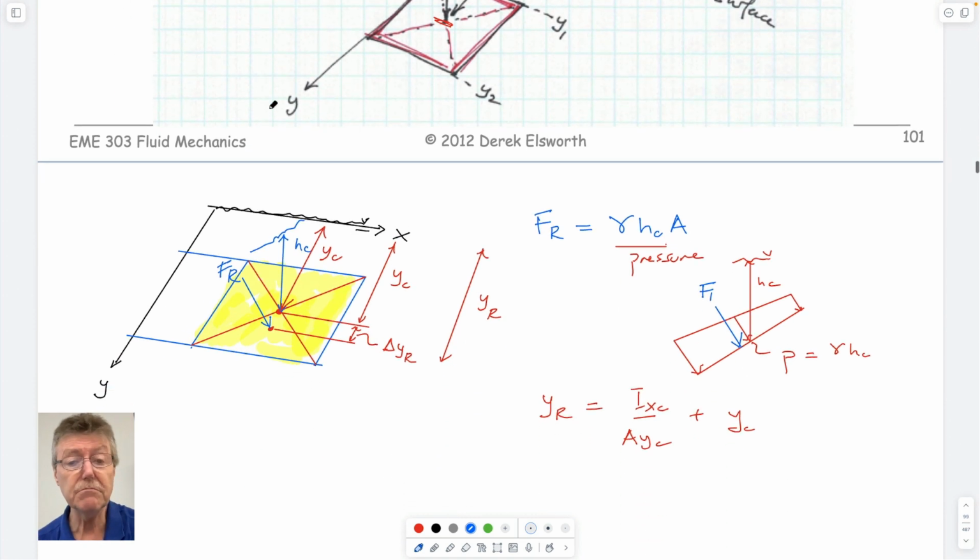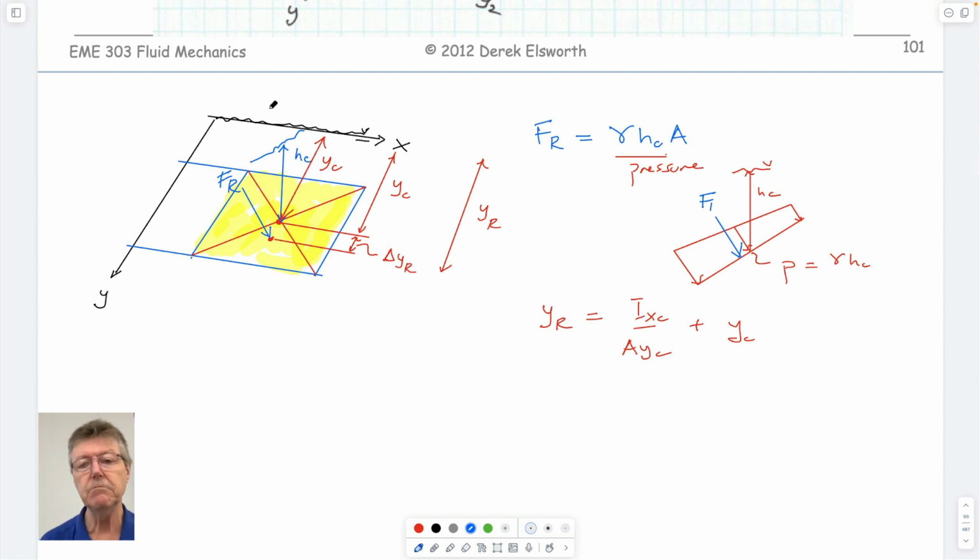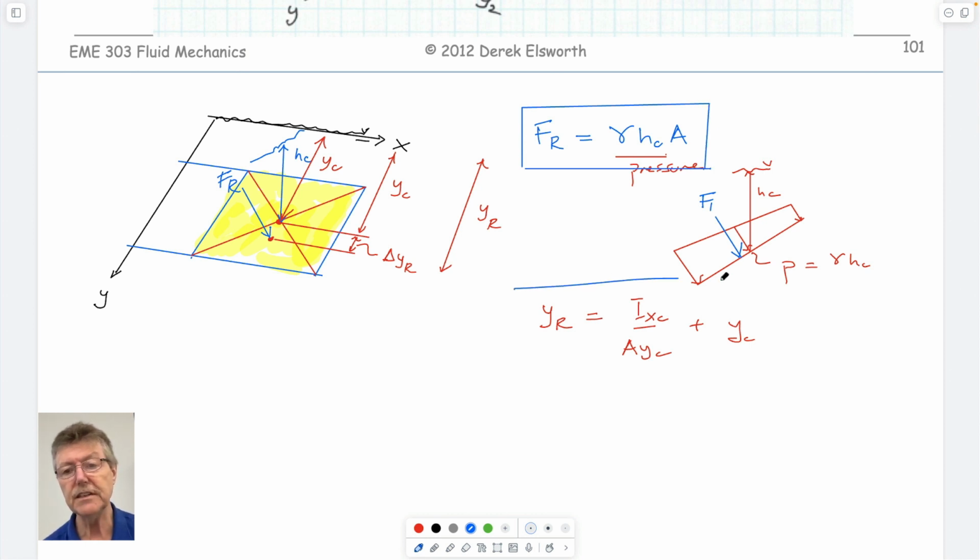As a standard result, it's probably good to understand where it comes from, but it's probably more useful to understand exactly what the expression is that you need to use. So the force is equal to this amount, and we'll do some examples to cement it in your brains. These are the two standard results that you'd want to be aware of.